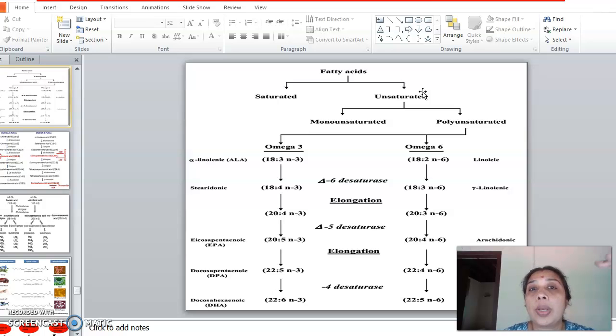That is why the main sources of unsaturated fatty acids are, of course, the non-vegetarian sources. But small quantities of unsaturated fatty acids can be obtained through vegetarian sources also. The principal sources, of course, are non-vegetarian, that is fish and meat. Fish is one of the richest sources of unsaturated fatty acids, and it's very much essential for proper brain development in children also.